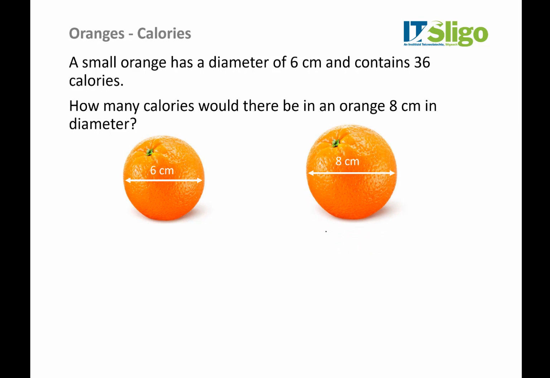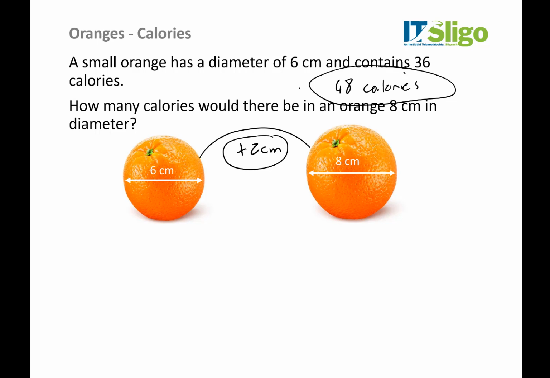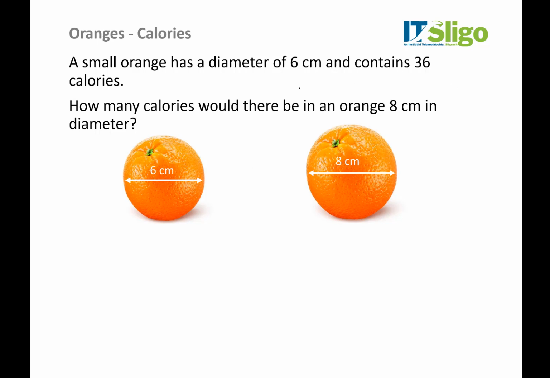So this is where people intuitively apply linear reasoning in inappropriate places. A lot of people think, well, it's only increased by a third, plus 2 centimeters in diameter. That's 1/3 of this. So a lot of people would be thinking maybe about 48 calories for the bigger orange, which would be kind of logical, but unfortunately it's very incorrect. So we'll take a look.